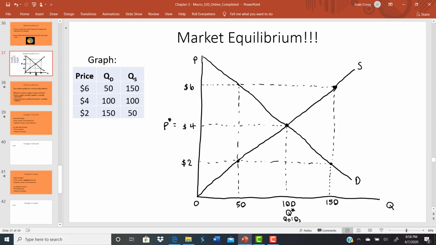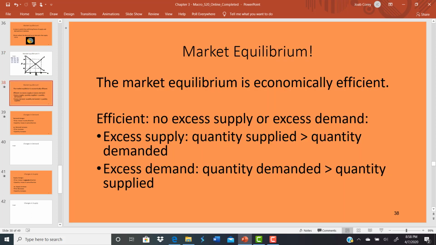outweigh the costs. So that's kind of the hallmark of economic efficiency, if you remember from Chapter 1, is doing those things where the benefits outweigh the costs and not doing those things where the costs outweigh the benefits. So the market equilibrium is economically efficient in the sense that there is no excess supply or excess demand.